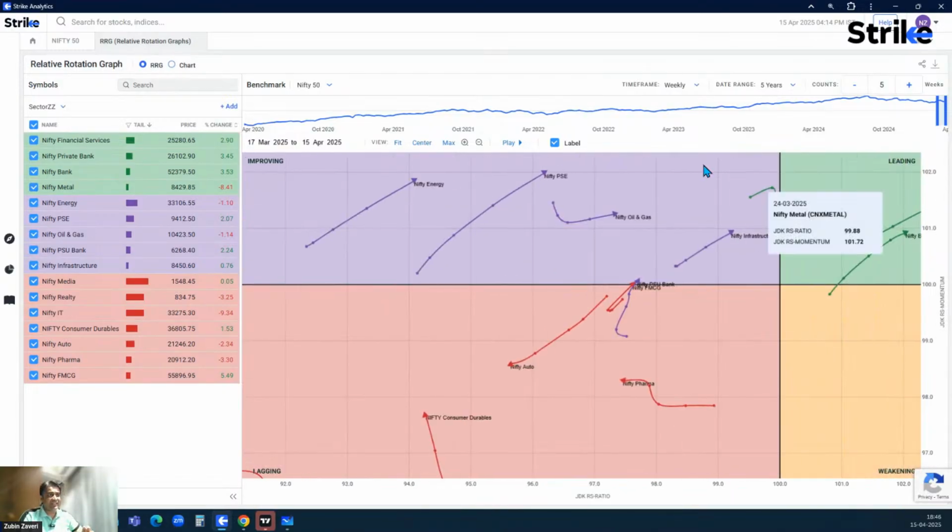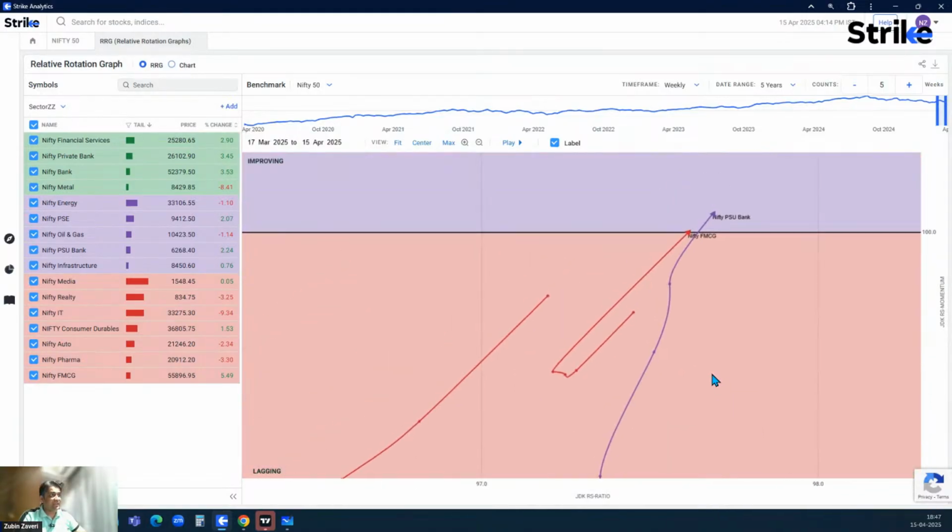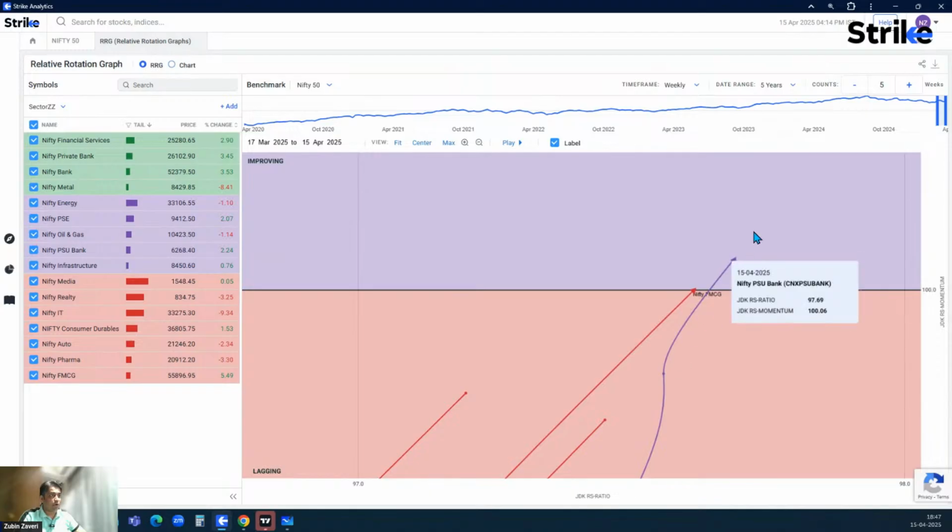So you can clearly say that any indices which are on the left hand side of the quadrant, their RS ratio is less than 100, meaning relatively they are underperformers to the benchmark. Meaning what? If Nifty goes up by 2%, then these indices will go up by less than 2%. If Nifty falls by 2%, then probably they will fall more than 2%. Are you all understanding? So something like this, which is crossing the border over here. I always say, this is crossing the border from lagging to improving. Why? Because the momentum is gaining.